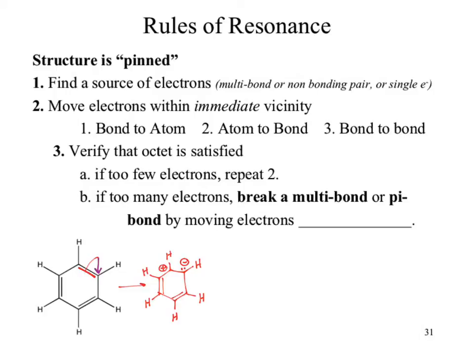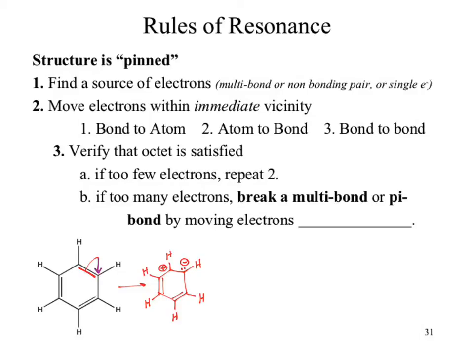Step 3, verify that our octets are satisfied. Okay? If there's too few electrons, then we would go back and repeat step 2. Okay? By finding more electrons and shifting electrons around. If there's too many electrons, we would break another multiple bond. Okay? By moving electrons. How? If I have too many electrons, I would break a multiple bond by moving electrons from a bond to an atom, because I'm by definition starting at that multiple bond. So I can only take them from that bond to the atom.